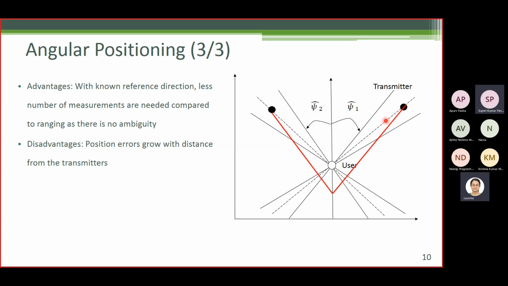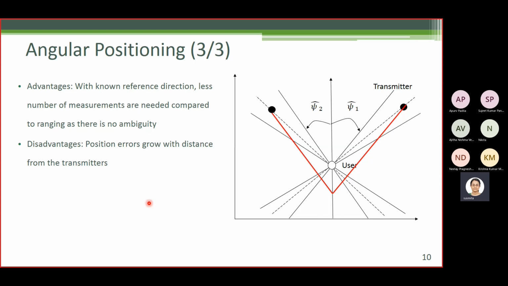As you move the transmitters closer to the user, the position accuracy improves. On the other end, as you move them away from the user, position accuracy decreases, right? Yes. So in case of angular positioning, position errors grow with the distance between the user and the transmitters. This is why we did not get good accuracy with VOR. Okay.